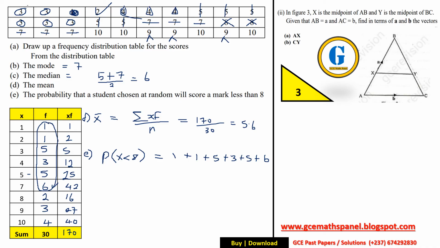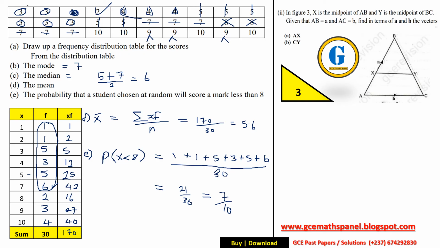So we have 1 plus 1, 2, plus 5, 7, plus 3, 10, plus 5, 15, plus 6, 21. So this will give us 21 on 30. And what's 21 on 30? That's 7 on 10, dividing all through by 3. So the probability that a student chosen at random will score a mark less than 8 is 7 on 10.